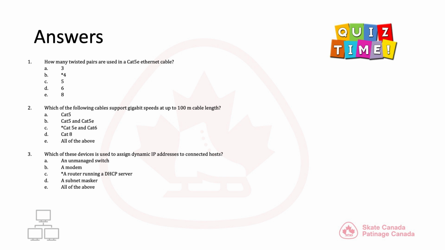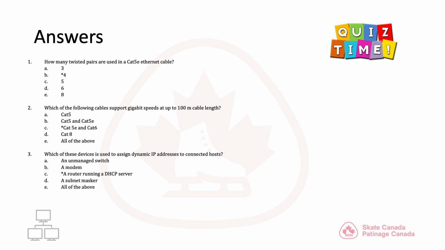Question number 2, which of the following cables support gigabit speeds up to 100-meter cable length? Correct answer is option C, Cat5e and Cat6. So Cat5 does not support that speed, therefore options A and B are off the table. Cat8 actually supports much faster than that.